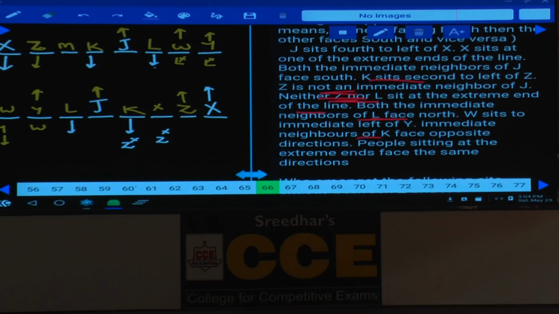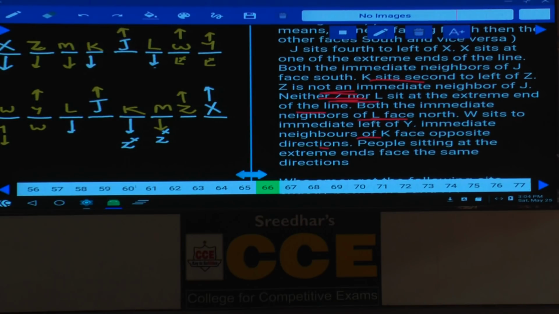Immediate neighbors of K face opposite directions. Who are those two persons here? The immediate neighbors of K are J and M. Now these two persons face opposite directions. As they face opposite directions, J is facing north and M is facing towards south.